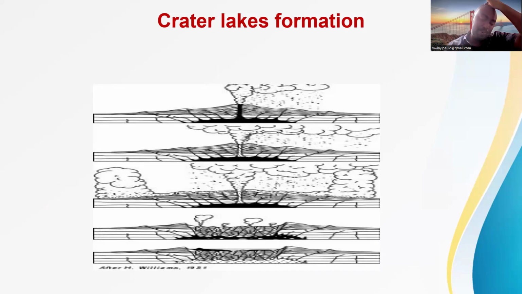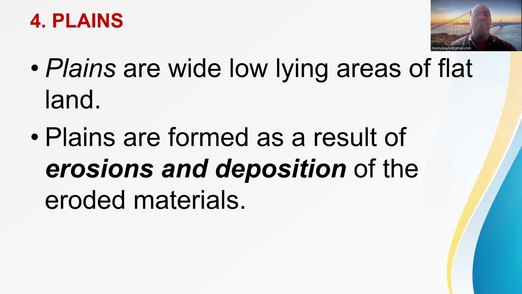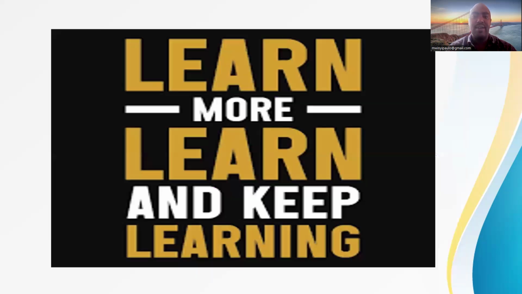You see the top part of a volcanic mountain, it's blown off, then forming a hollow depression. So if water collects on that hollow depression on top of a volcanic mountain, it's going to form a crater lake. I'm also showing you another diagram of formation of a crater lake. Then we continue to plains. There are wide low-lying areas of flat land. I think we've mentioned about this. And it's showing formation of a floodplain.